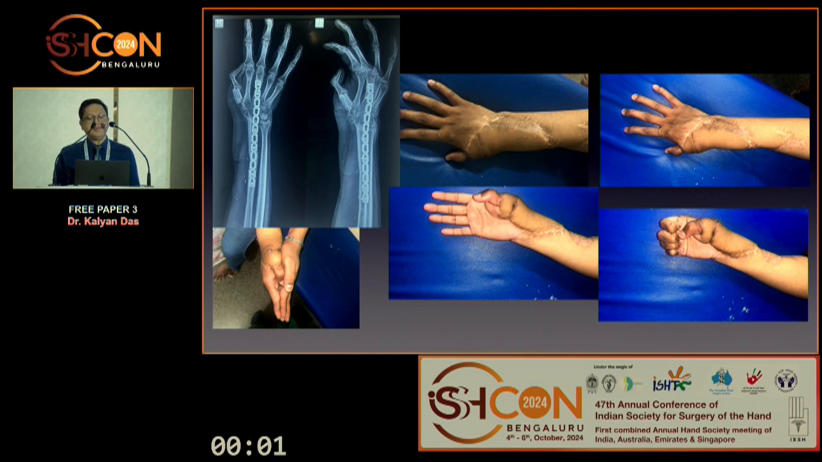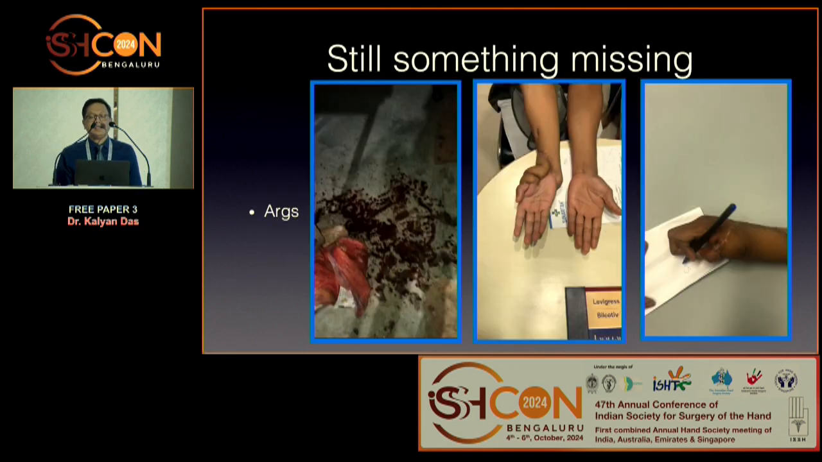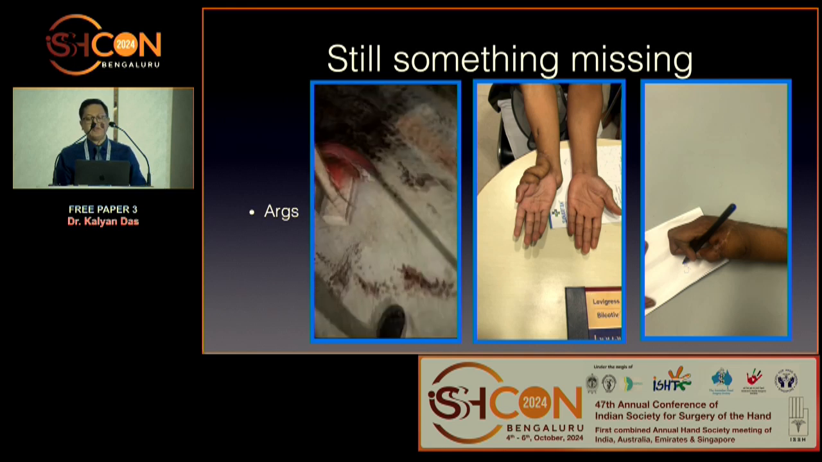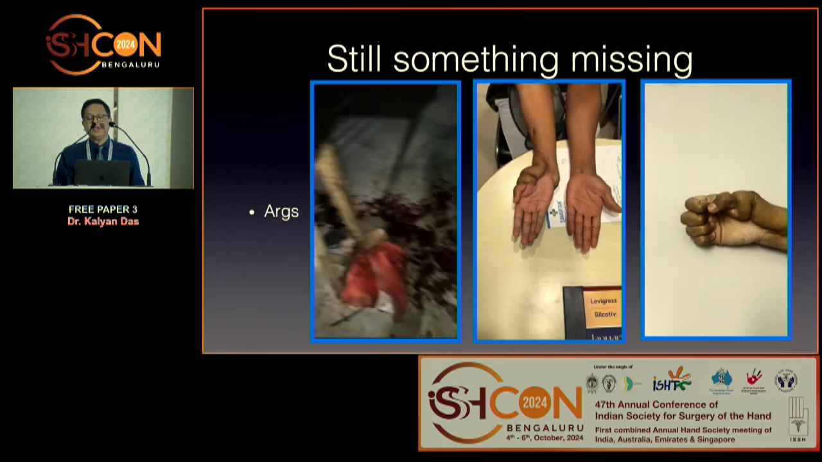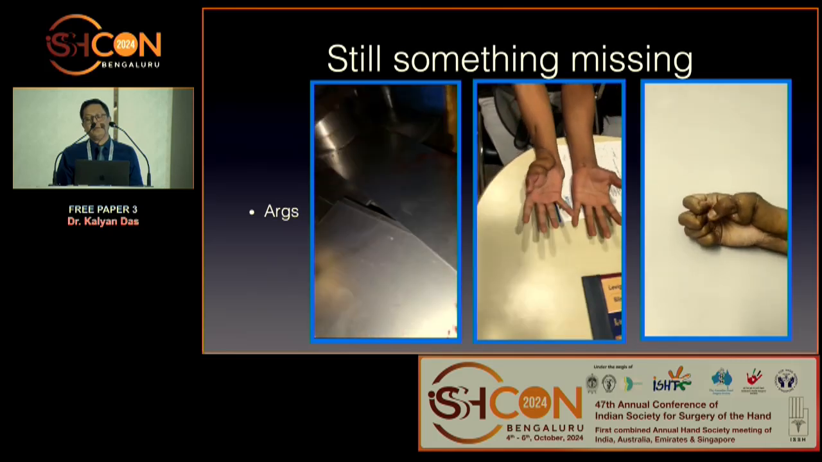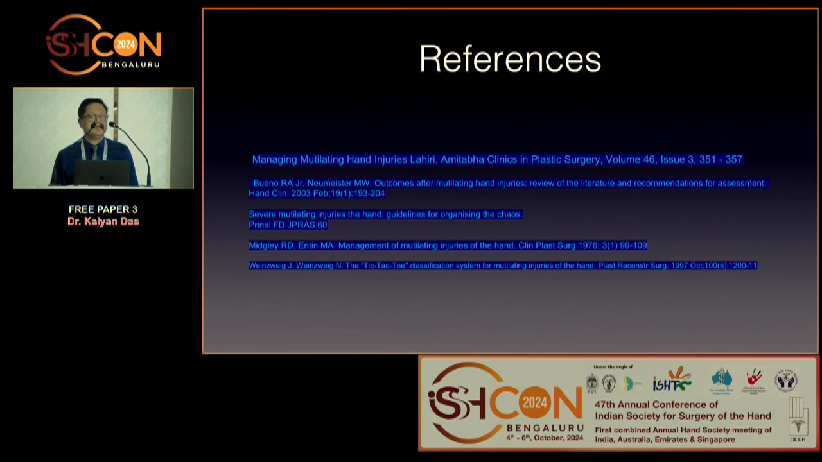And these are the very recent photographs. The final plan is to do a distraction of the bone in the thumb, which we have done through the free fibula. Still something is missing. This is the video which shows the scene of the accident, sent to me by the patient. This is before the free osteocutaneous fibula with the flap coverage, and this is after the flap coverage of the fibula. Thank you.